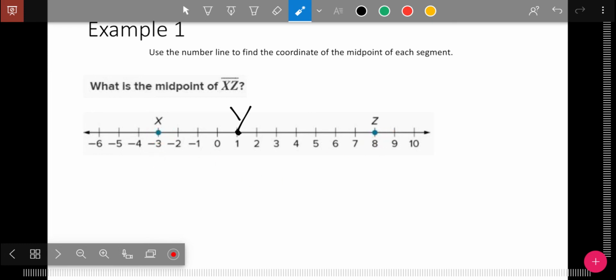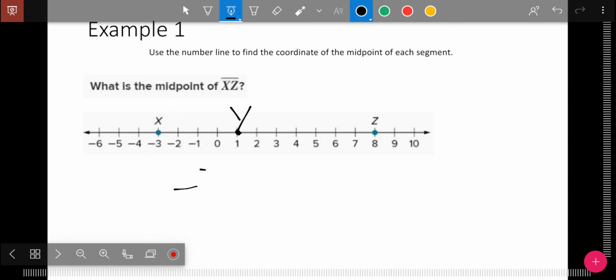And they're going to do that to you on the homework. Excuse me. They're going to do that to you on the homework. So I want you to prepare for that. Know what part of the segment, what part you're talking about. So I'm talking about the distance that's midpoint or halfway between X and Z.